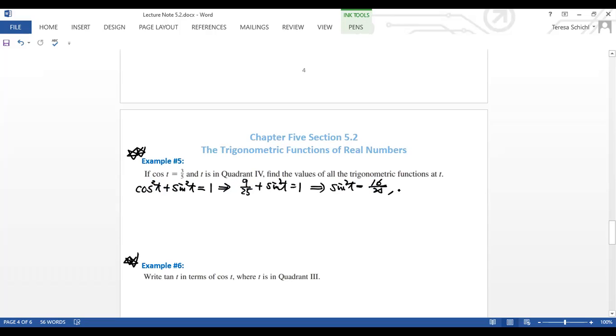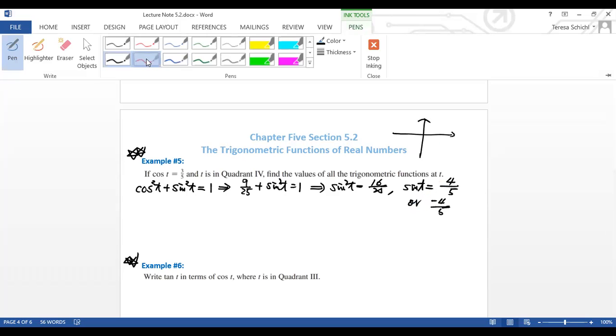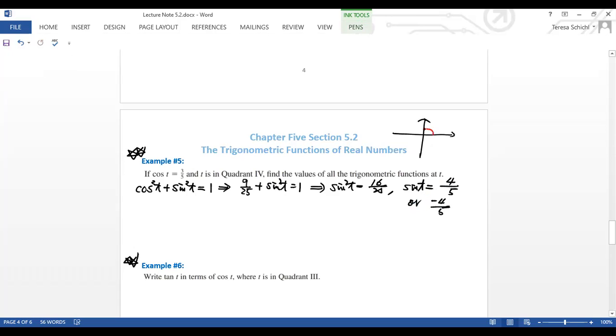16/25. So what is your sine t? Okay, sine t could be 4/5 or -4/5 when you take the square roots. Let's see which one it is. Let's say this is in the 4th quadrant, right? So that means your terminal point, you go all the way and you stop here. Okay, so this is your terminal point in the 4th quadrant.